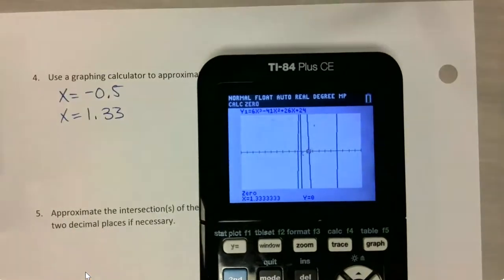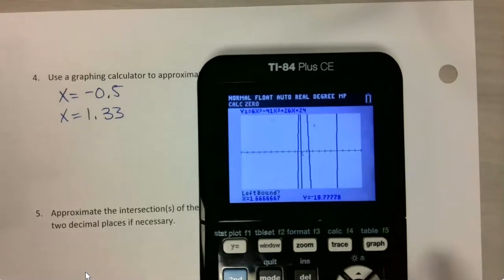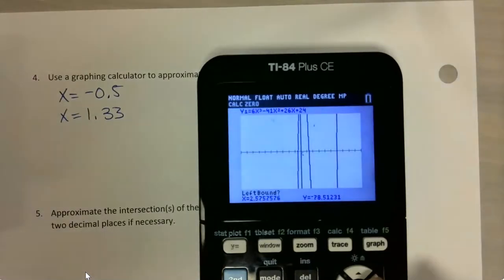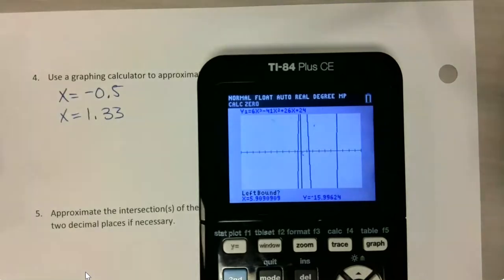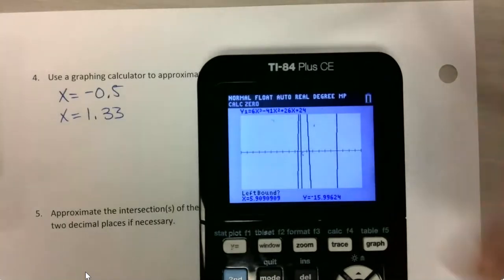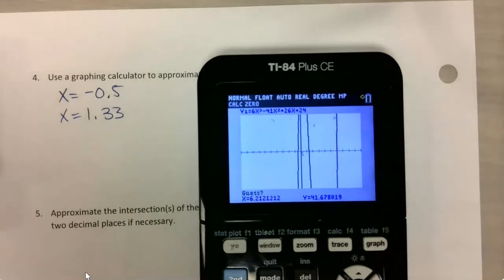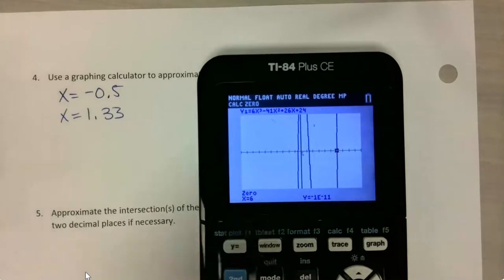Then I'm going to do the same thing for my third 0. I'm going to go second trace, trace 2. Arrow over until I'm on the left side. Okay, so I actually don't see this one on the calculator screen, but I can tell I'm on the left side because of the negative value. I'm going to press enter, and then I'm going to press until it's positive, and then I press enter again. This one is at x equals 6.